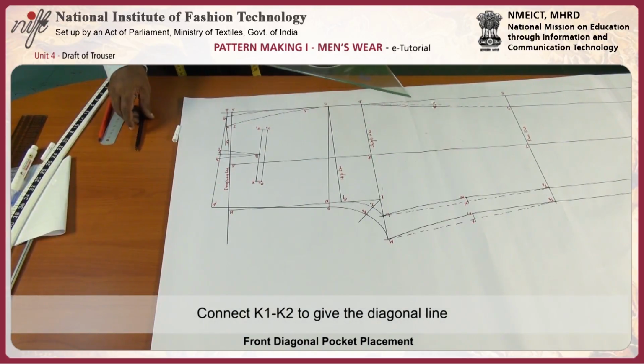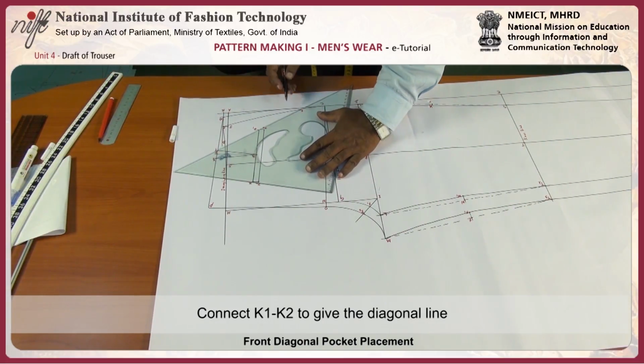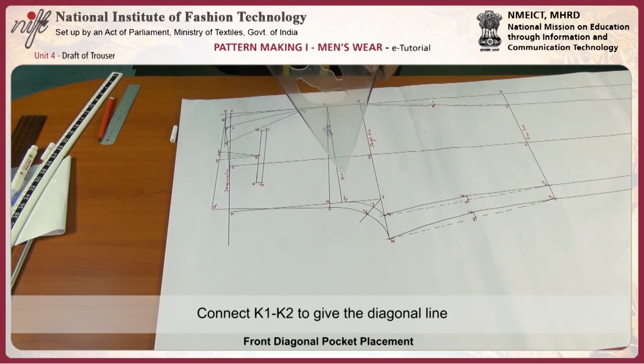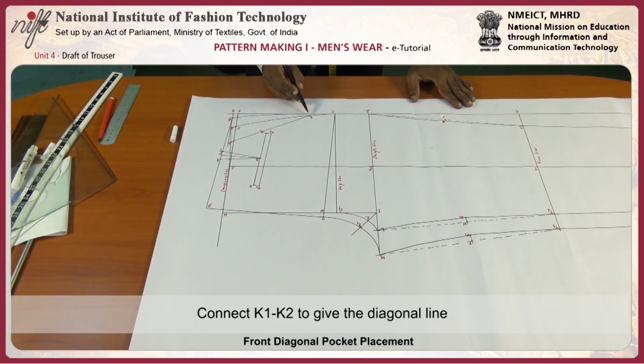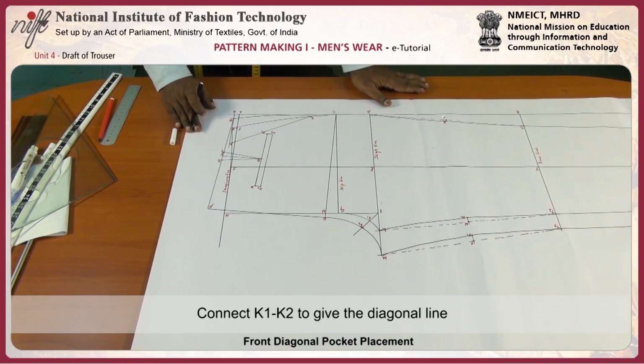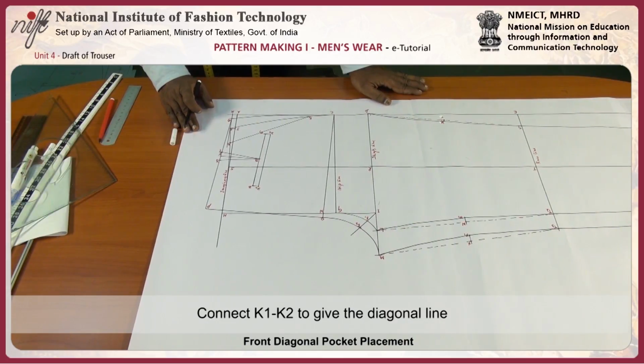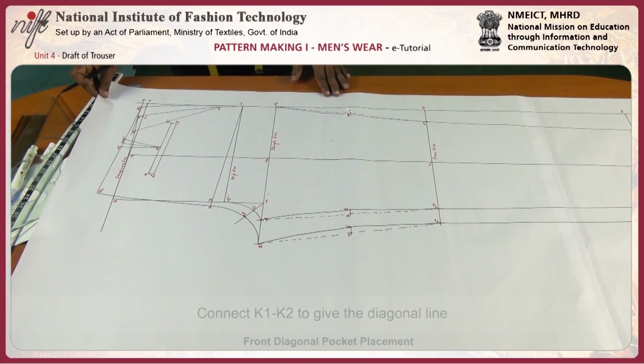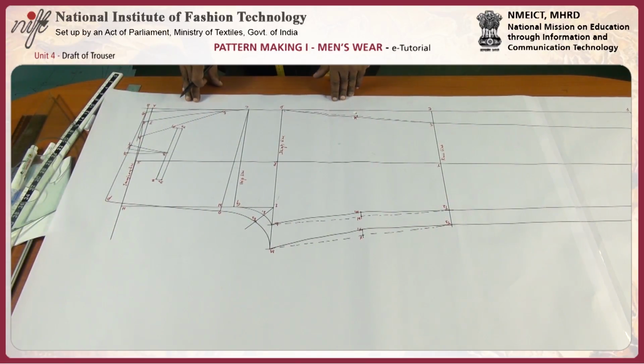Now connect K1 and K2 to give the diagonal line. Now K1, K2 is the diagonal point which shows the pocket of the front sides. With this, the draft concludes. The next step will be the separation.